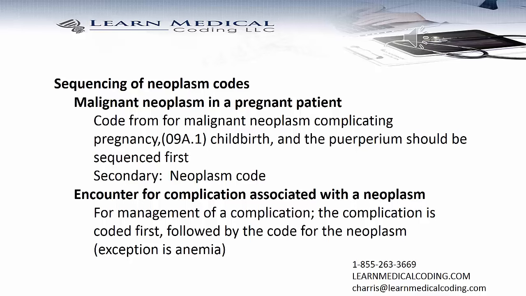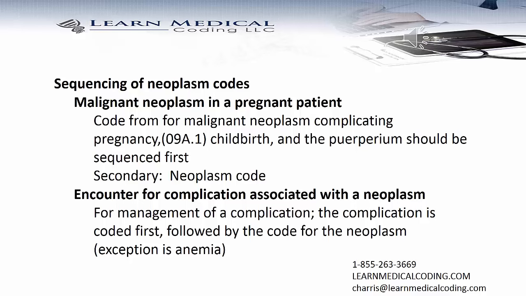Sequencing of neoplasm codes. Malignant neoplasm in a pregnant patient. We are coding for malignant neoplasm in a pregnant patient. You will code for the neoplasm complicating pregnancy first, which is O9A.1. Childbirth and the puerperium should be sequenced first. The neoplasm code will be second.